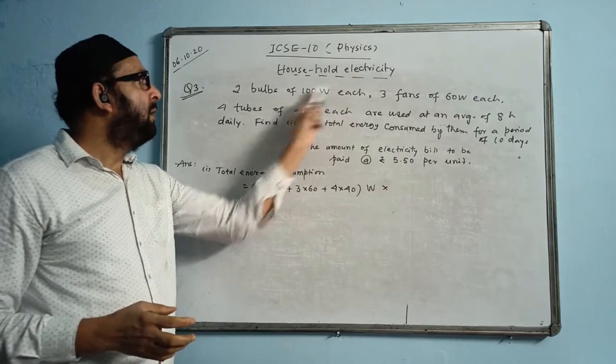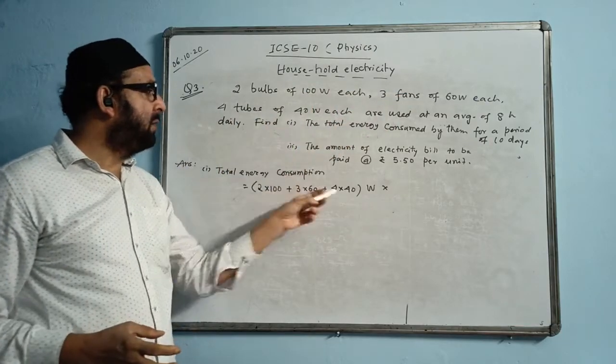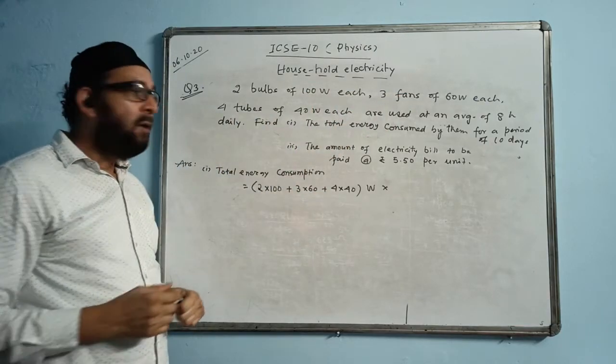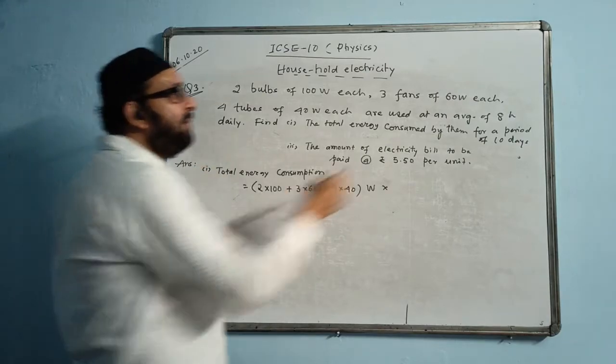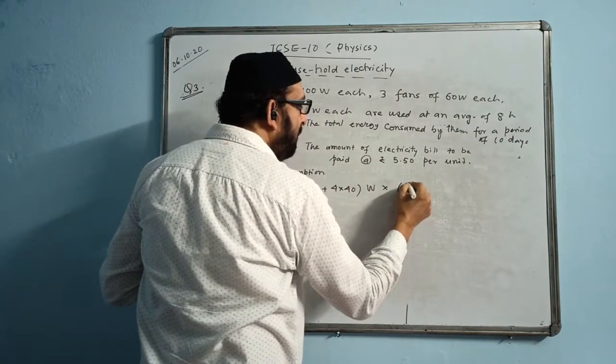2 into this, 3 into that, 4 into this, that I write. Power value we got. Now I will multiply with the time. What is the time given here? 8 hours. Right here, 8 hours.